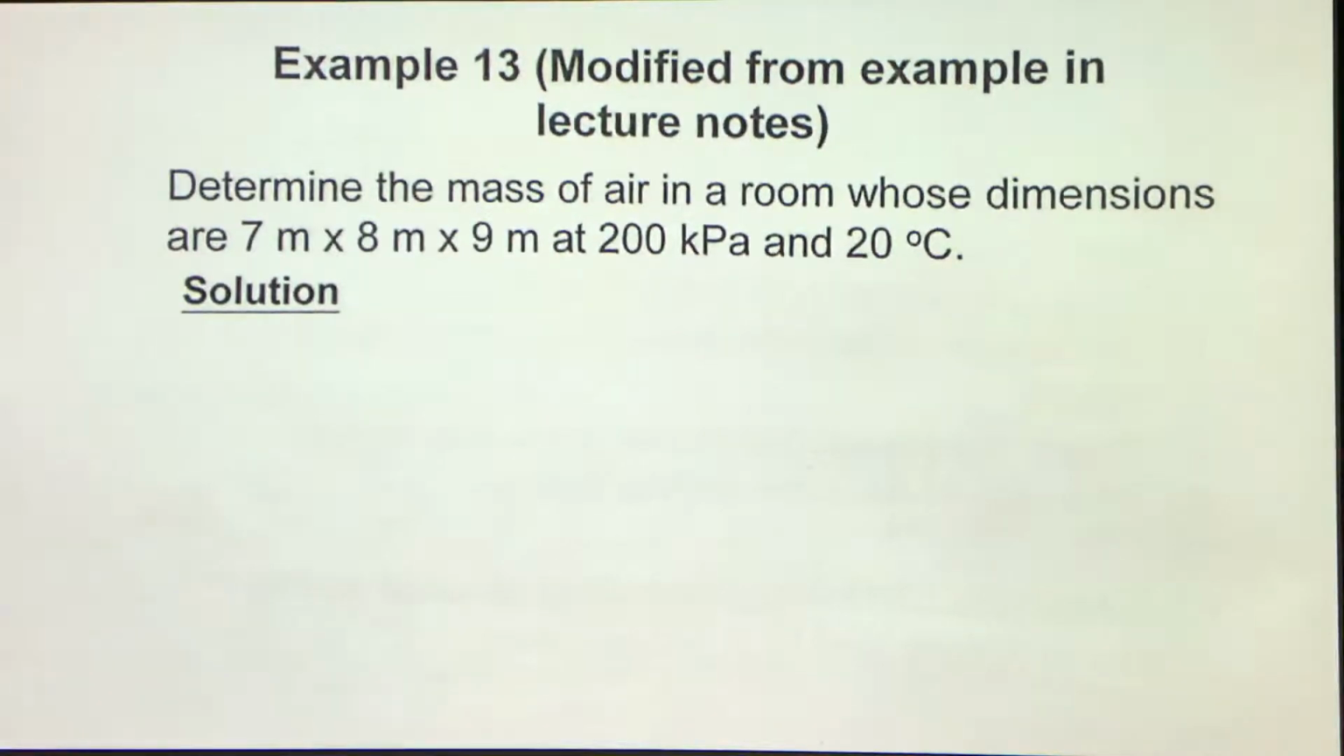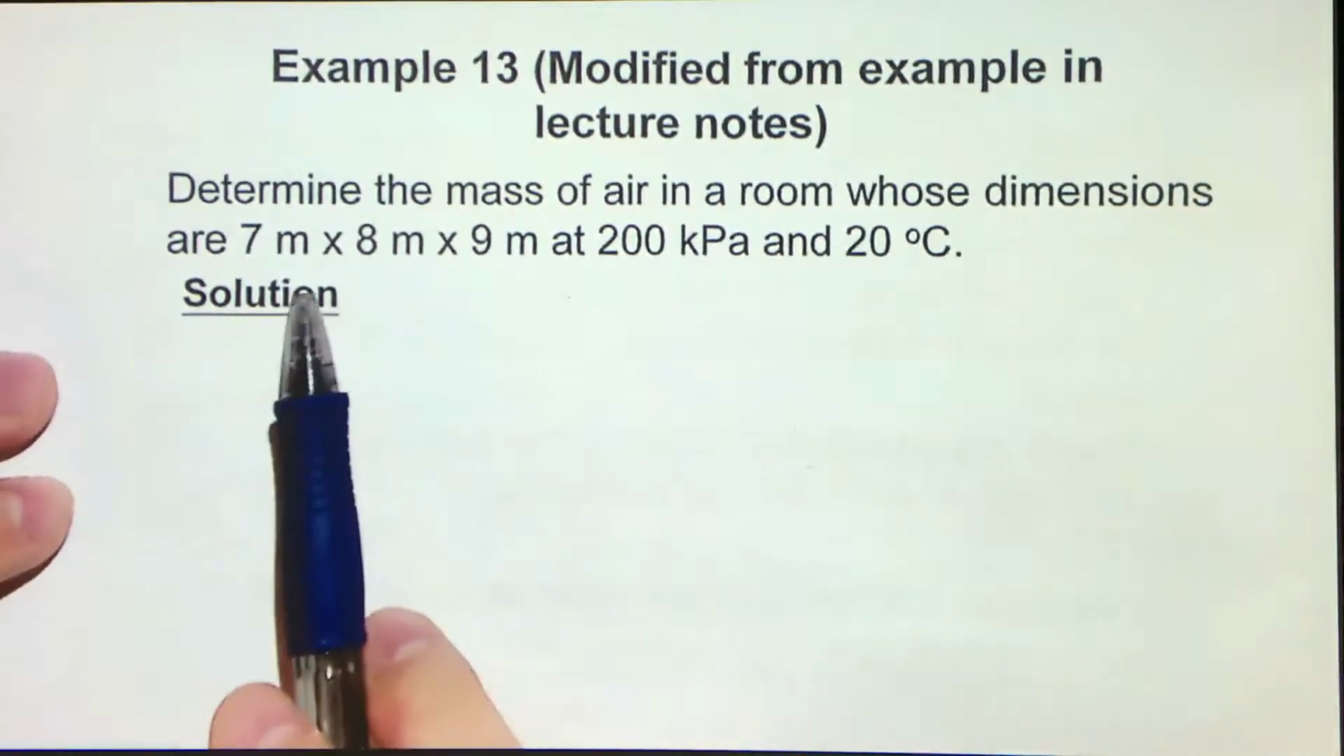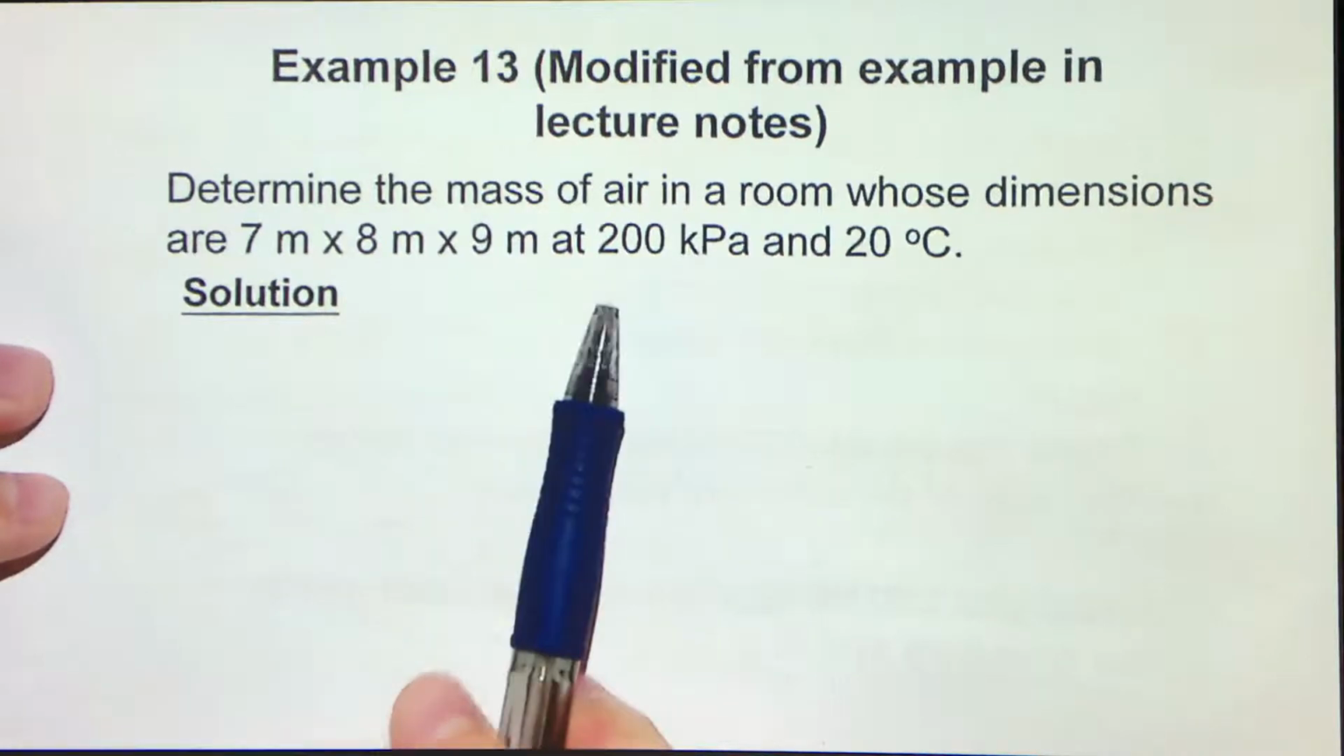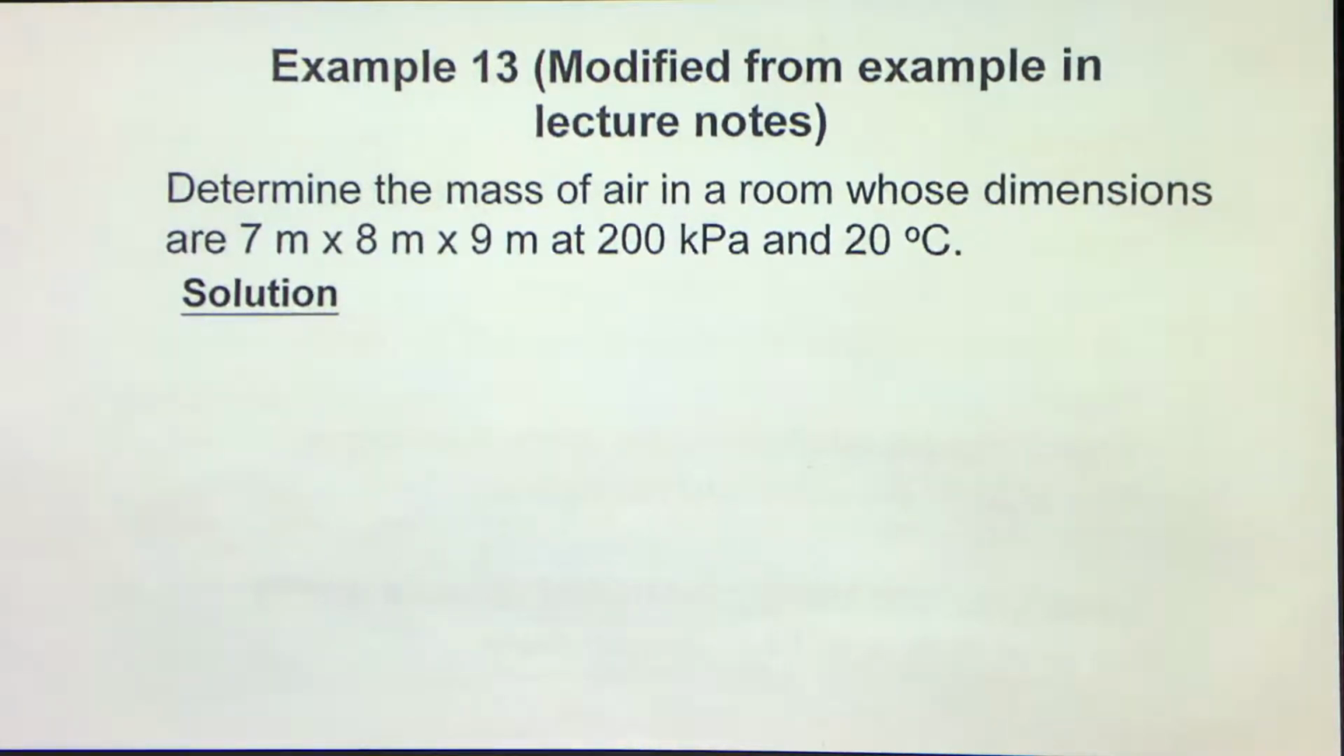Example 13 is actually a very easy example. We need to determine the mass of air in the room, and the dimensions are given to be 7 meter times 8 meter times 9 meter at 200 kilopascal and at 20 degrees C. Okay, very easy problem, so here I give you some time to do this.